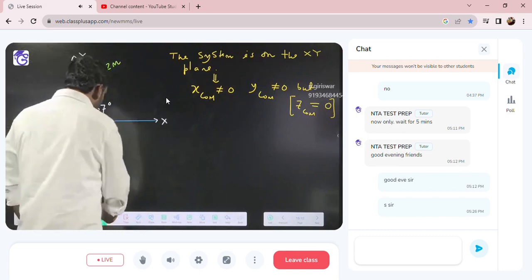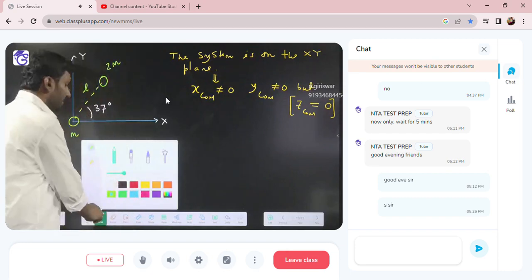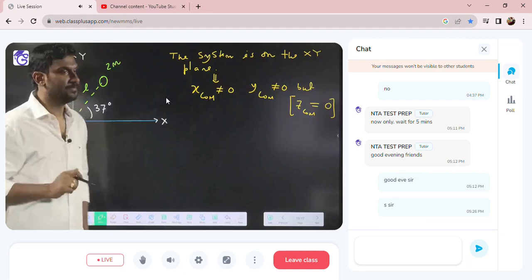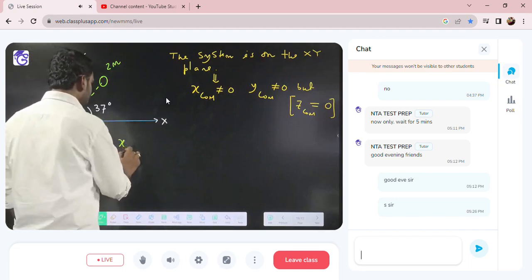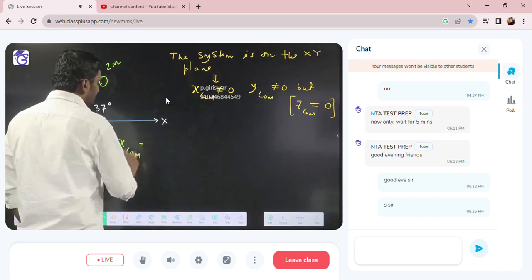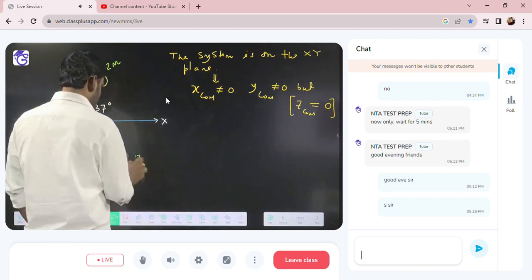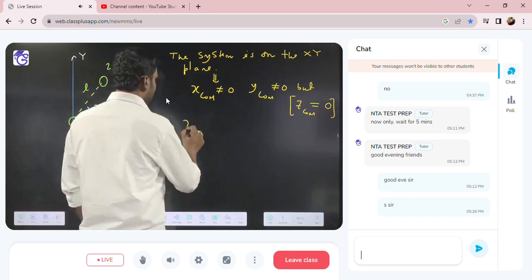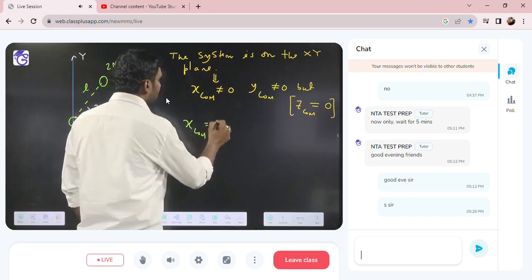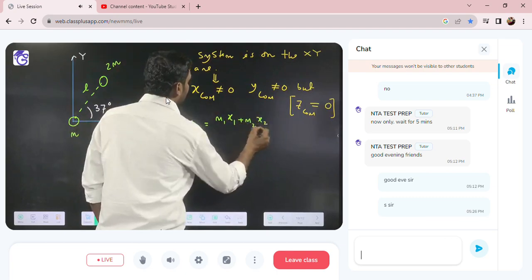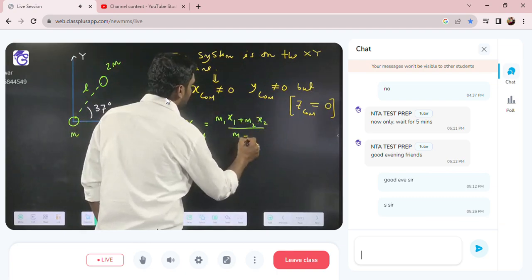So we will now try to calculate the x and y center of masses. Our target is to figure out x and y center of masses. So how will you figure it out? Formula only. X center of mass is equal to how much? First you note down the formula: m1 x1 plus m2 x2 by m1 plus m2.